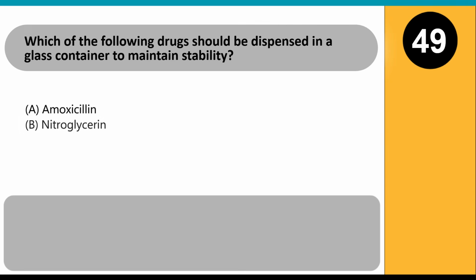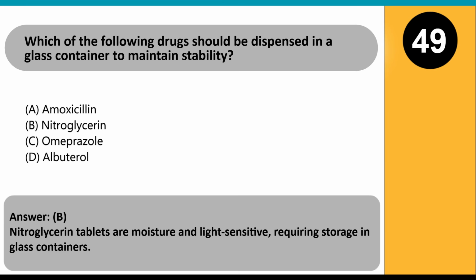Which of the following drugs should be dispensed in a glass container to maintain stability? A. Amoxicillin. B. Nitroglycerin. C. Omeprazole. D. Albuterol. Answer: B. Nitroglycerin tablets are moisture and light sensitive, requiring storage in glass containers.